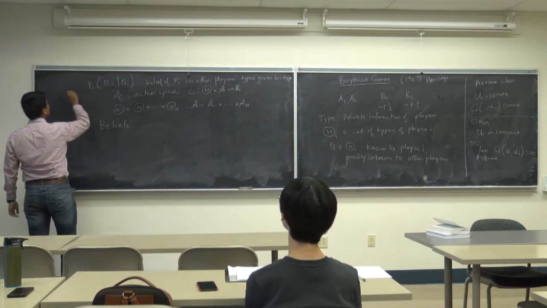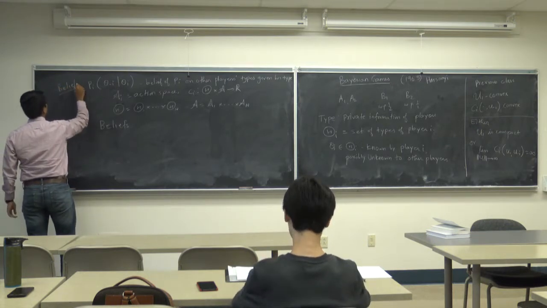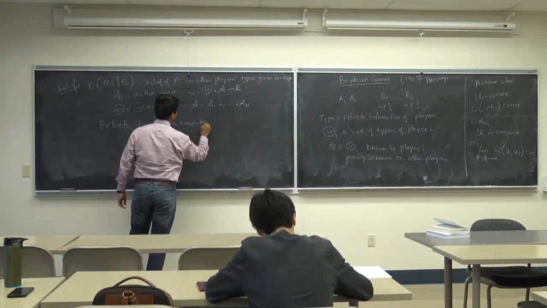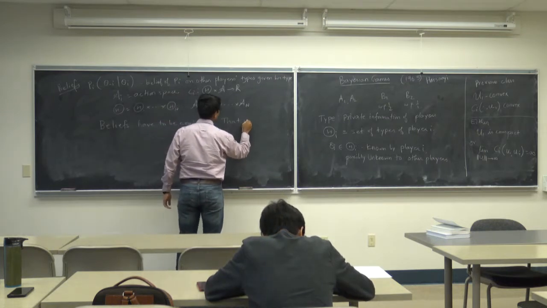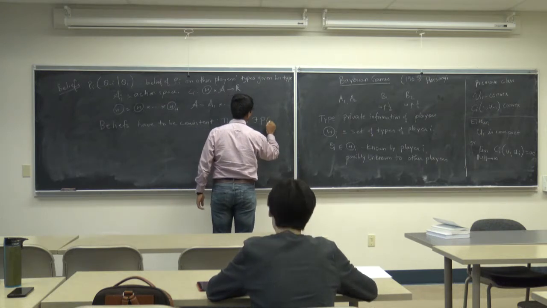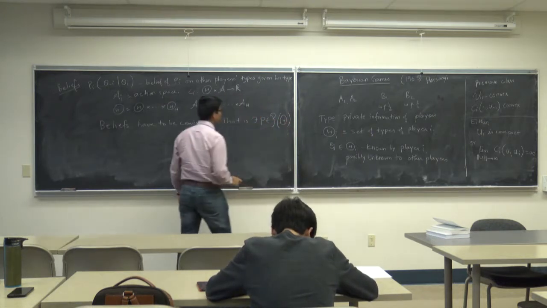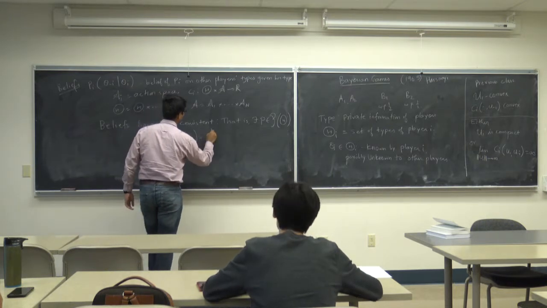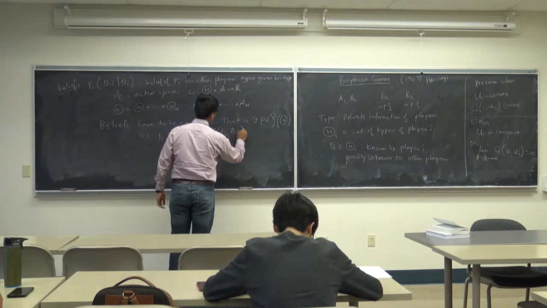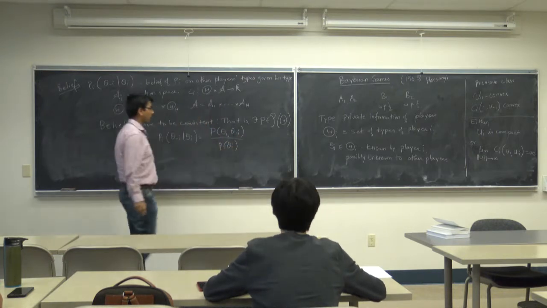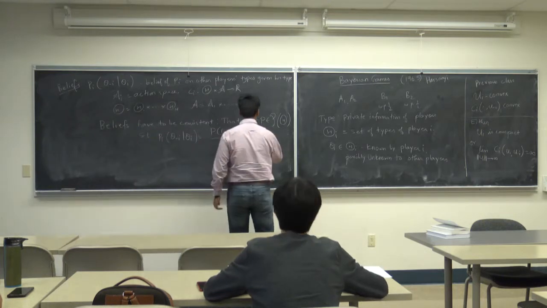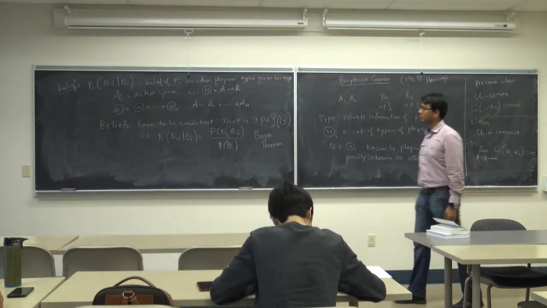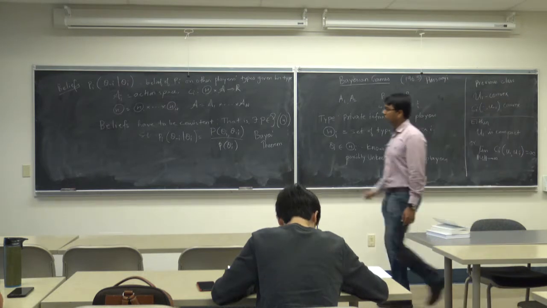So beliefs have to be consistent. That is, there exists a distribution P over the type space such that p_i(theta_-i | theta_i) equals p(theta_i, theta_-i) over p(theta_i). Okay, this is the base from Bayes' theorem. And this is the Nobel Prize winning idea.